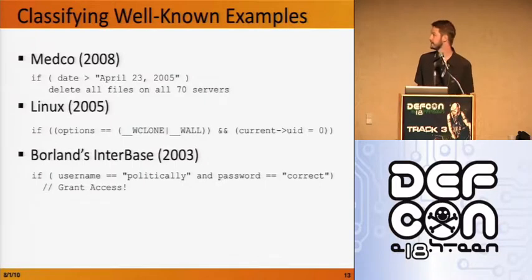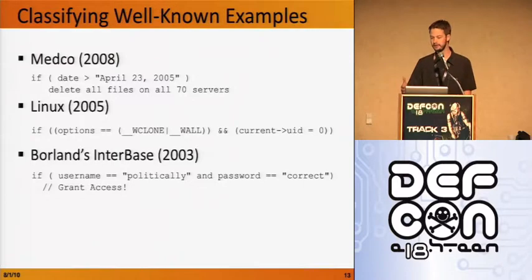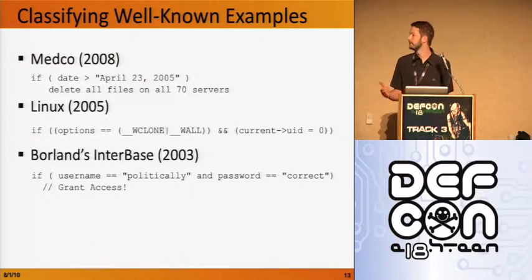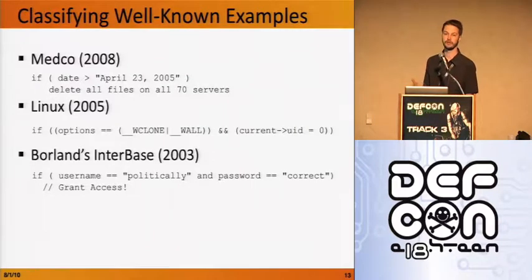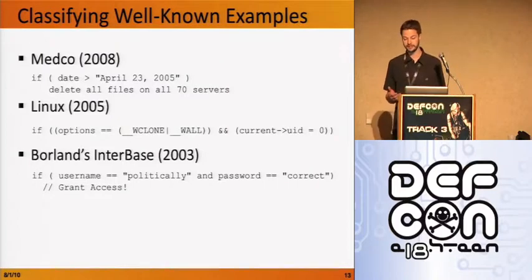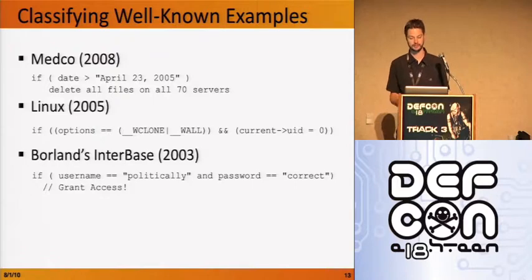So I have 3 examples up here. First of all, it's the Medco case. After a particular date and time, it will delete all the files on 70 servers. So first of all, we can classify this as a very destructive insider threat. Another way to classify this is that it's a high risk for the company itself, for the business. If this piece of code is executed, it will delete 70 servers, which means downtime, which means no business. So it's a high risk for the company itself.